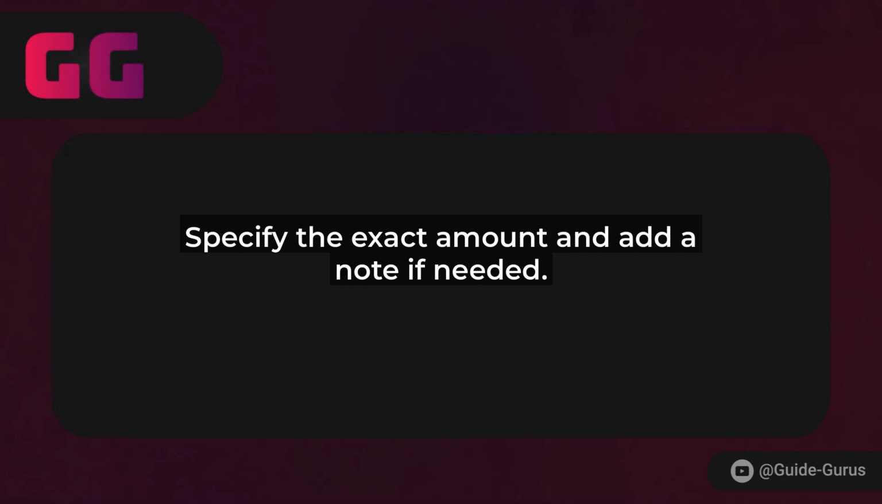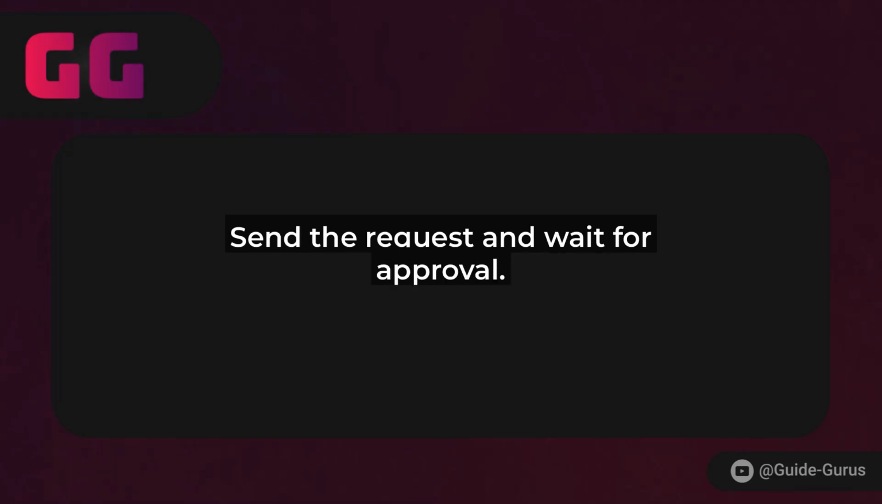Next, specify the amount you want to request. Be clear about why you're asking. Maybe add a note like, "For dinner last week," to make it personal and professional. Once that's done, hit the Request button. Zelle will send a notification to the recipient, and they'll have the option to approve and send the money right away.